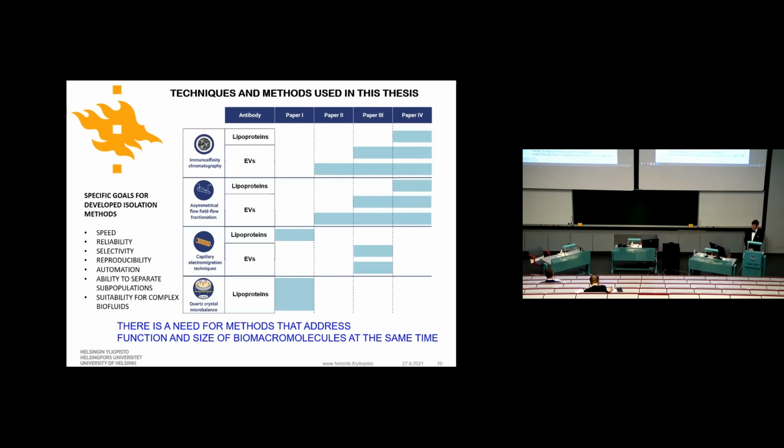We also identified that there is a need for methods that address function and size of biomacromolecules at the same time to result in these pure subpopulations that we are interested in, especially for future clinical, diagnostic, therapeutic applications of biomacromolecules. Specific goals for development of isolation methods in our case have been speed of the method, reliability of the method, selectivity, reproducibility, automation, ability to separate subpopulations, and also suitability for complex biofluids such as human plasma.